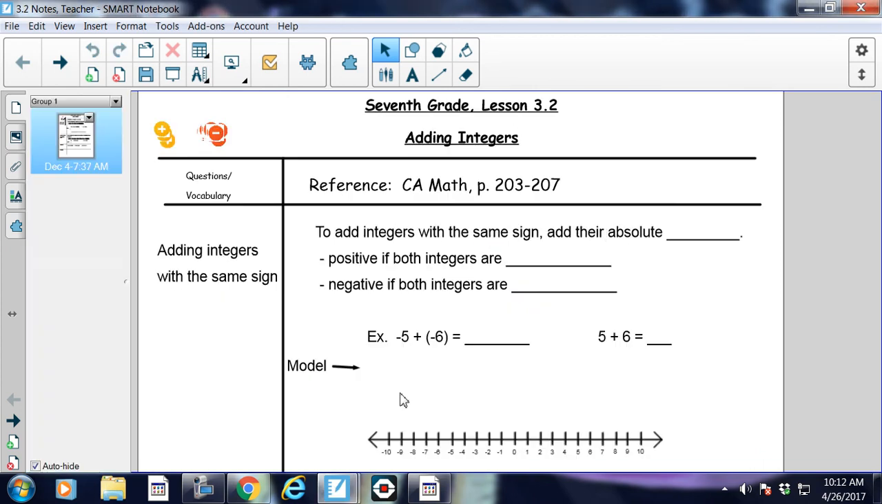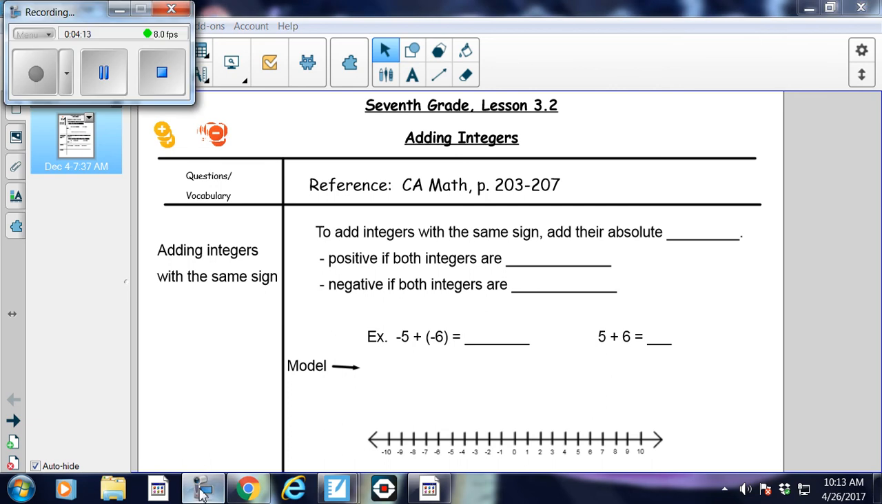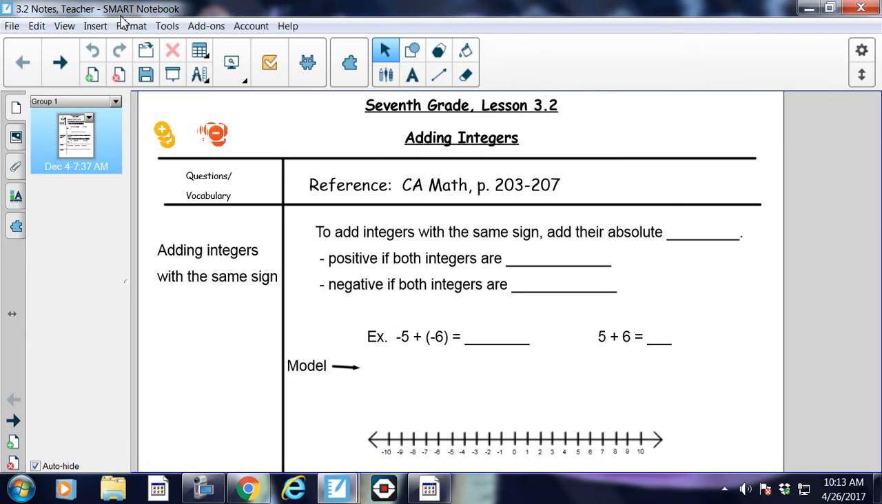We're going to do lesson 2 in this one video, make it nice and quick. Adding integers. Well, let's see. Maybe we shouldn't. Yeah, we'll stop it, and then we'll go ahead and do it like I said at the beginning. Okay, so lesson 2 is on adding integers.